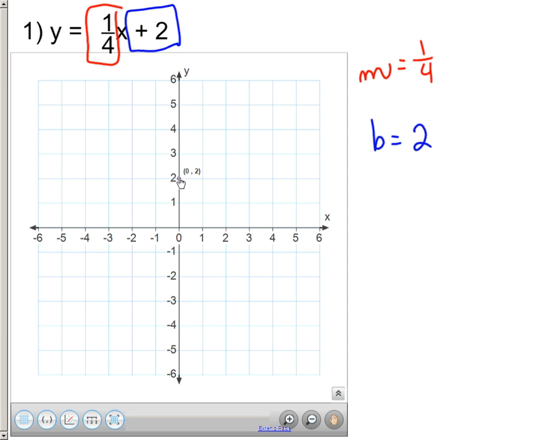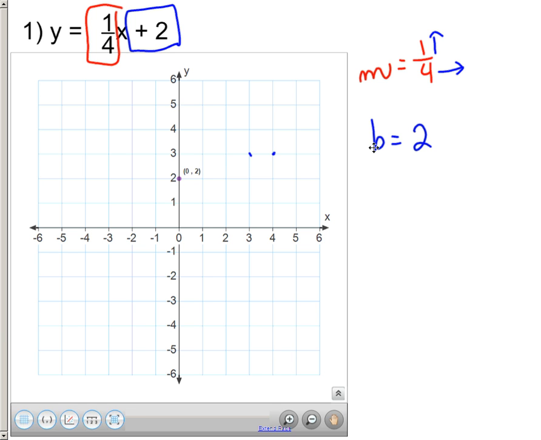So I start here, and from this point, I use this slope. The slope is positive, so I'm going to go up 1, and I'm going to go to the right 4. So up 1 from my y-intercept. There we go. We're sitting at level 3, but I don't put the point yet. I have to finish my movement of the slope. I go to the right 4: 1, 2, 3, 4.